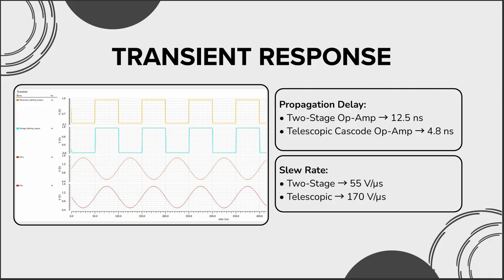From the transient analysis results, the propagation delay of the two-stage op-amp was 12.5 nanoseconds, while the telescopic op-amp had a delay of only 4.8 nanoseconds. Similarly, the slew rate increased from 55 volts per microsecond in the two-stage to 170 volts per microsecond in the telescopic amplifier. So the telescopic design is approximately 2.6 times faster, making it more suitable for high-speed comparator applications.